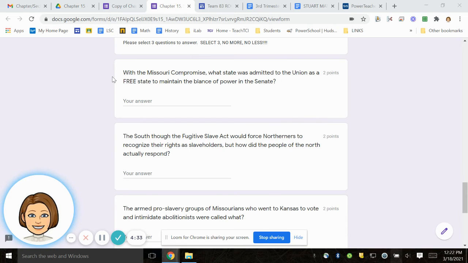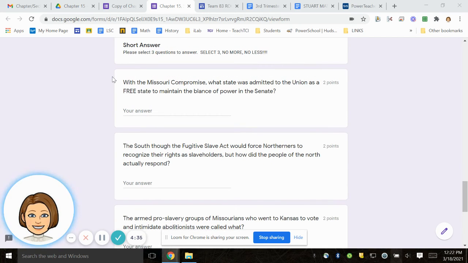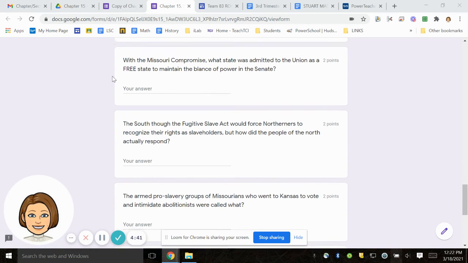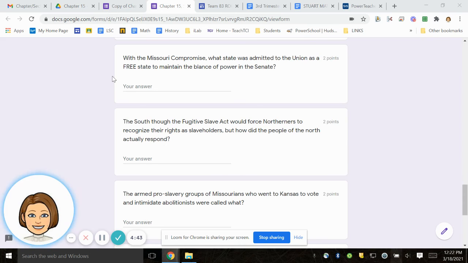Now is the short answer questions. Select only 3. Select 3, no more and no less. So make sure you choose wisely. This first one, with the Missouri Compromise, what state was admitted to the Union as a free state to maintain the balance of power in the Senate?